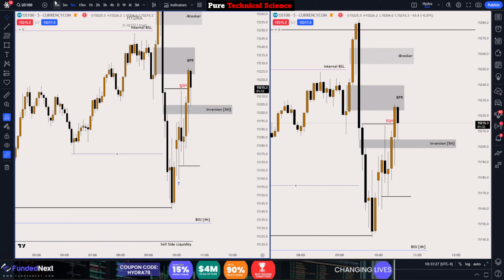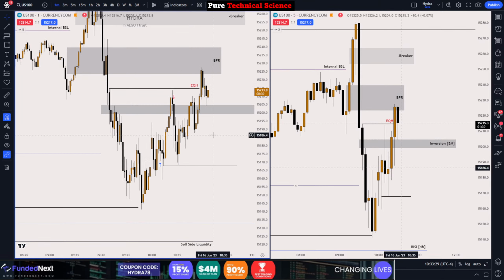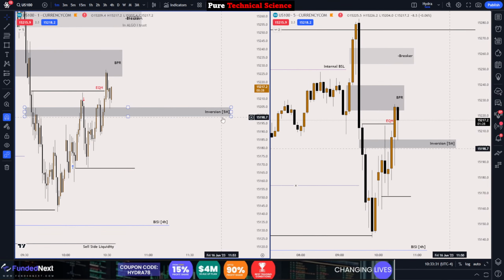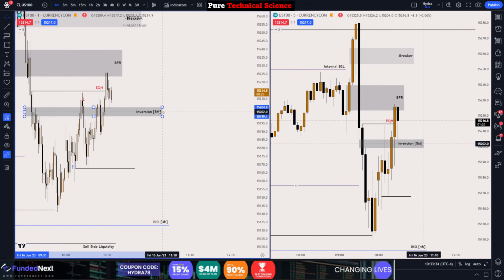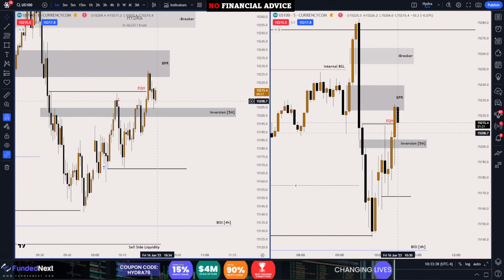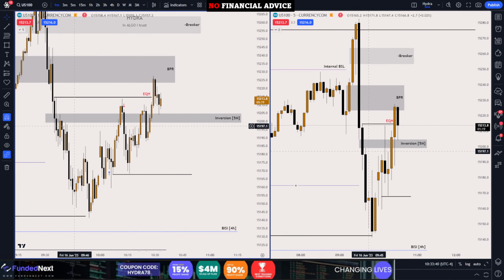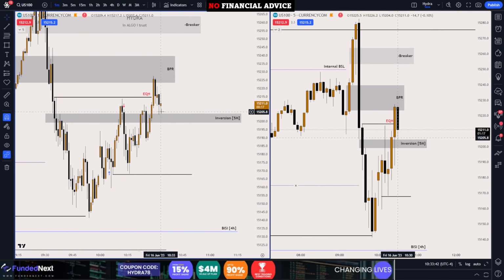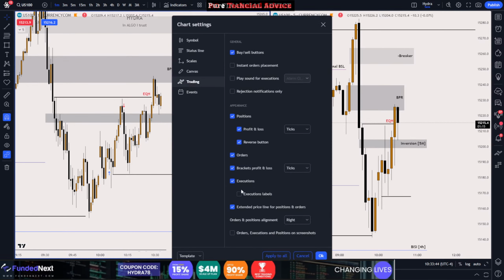And as you can see, price is using this inversion to get support towards the buy side liquidity. Right, so this is how I use certain fair value gaps and order blocks, or some other concept, to get confirmation to execute in a breaker block setup.